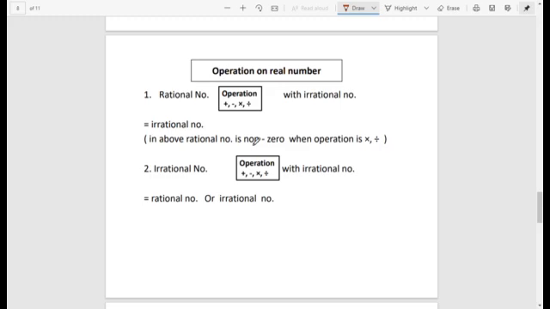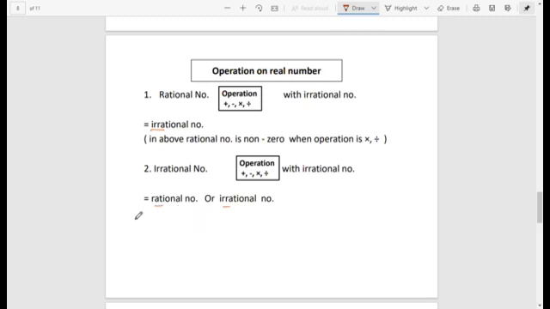Operation on real numbers. So if any rational number performs operation with irrational number, and operations can be plus, minus, multiplication and division, so we will always get an irrational number. In the above, the rational number is non-zero when operation is multiplication and division. If operation of an irrational number is performed with an irrational number, then we may get either rational number or irrational number.